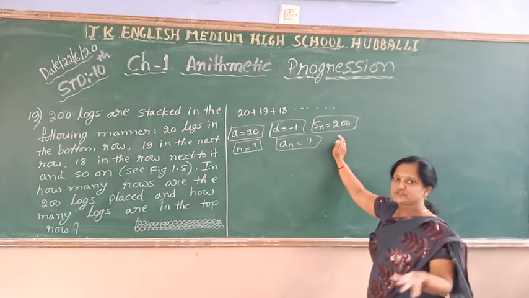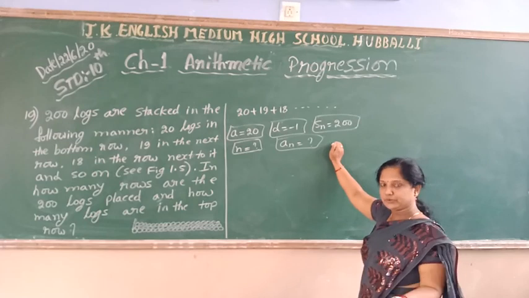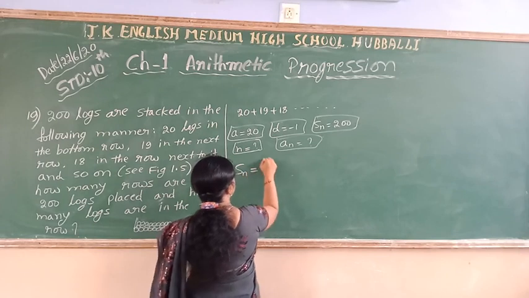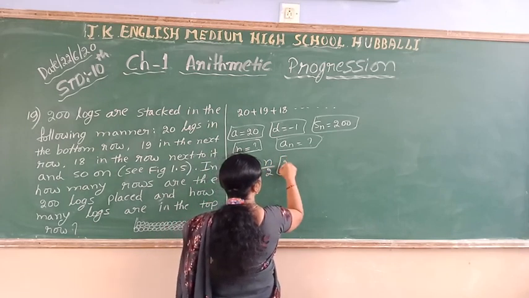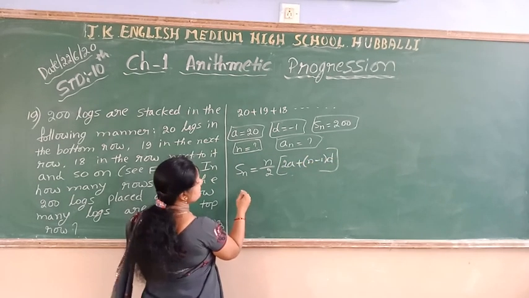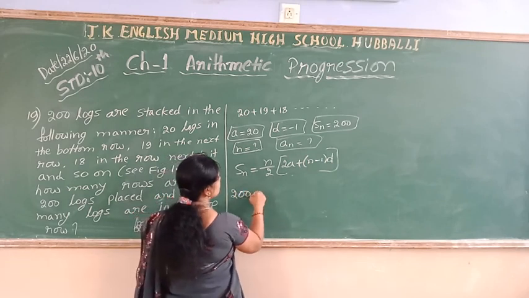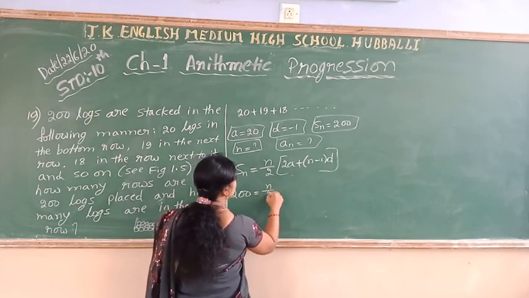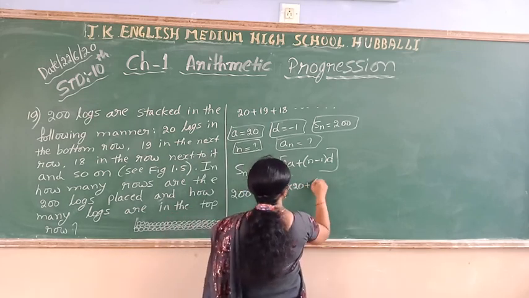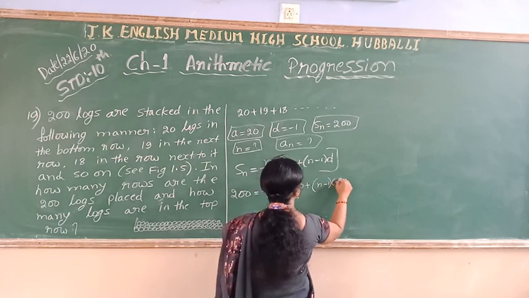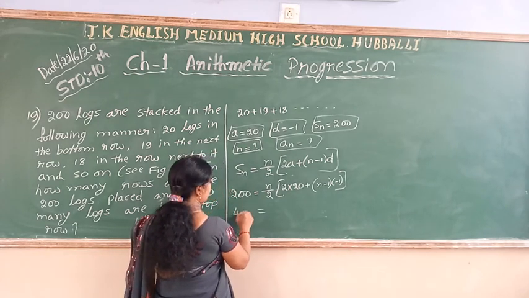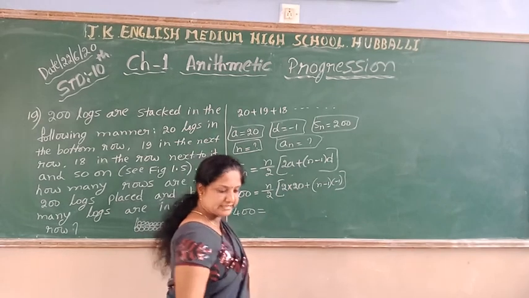Sn value I know, which means I can use the formula Sn is equal to n by 2 into 2a plus n minus 1 into d. By using that formula, substitute the values now. 200 is equal to n by 2, n value we don't know, we have to find out. A value we know, d value is minus 1. So substitute and simplify now. Cross multiplication, it becomes 400.